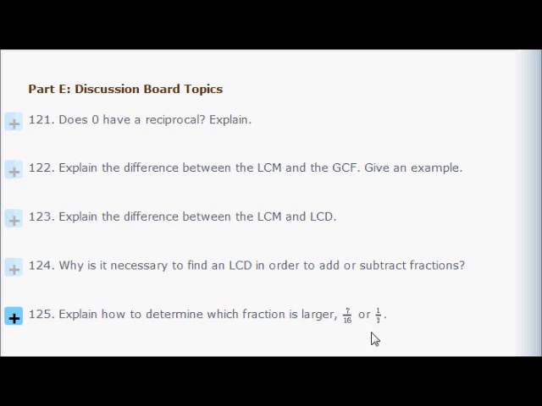Explain how to determine which fraction is bigger, 7 sixteenths or 1 half. And what you would need to do is find a common denominator, the least common denominator for 16 and 2, which is actually 16 because 2 times 8 is 16. So if you're going to multiply 2 times 8, you're going to have to multiply the 1 times 8. So you're going to have 8 over 16 over here.